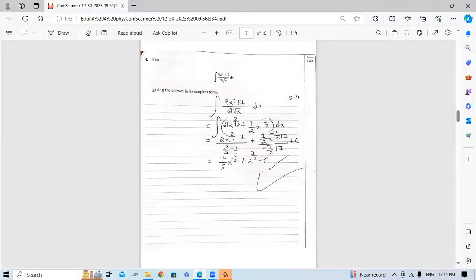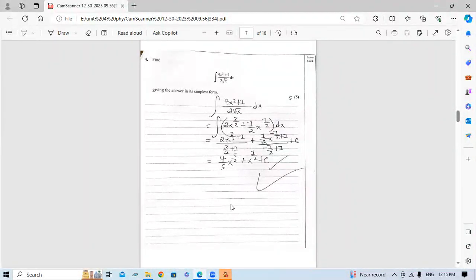So the integration would be of 4x squared plus 1 divided by 2 root x. Root x can be written as x to the power 1 by 2. So 2 minus 1 by 2 comes 3 by 2, and 4 by 2 comes 2. So 2x to the power 3 by 2 plus 1 by 2 x to the power of minus 1 by 2. If we take that on the numerator side, it will be x to the power minus 1 by 2, into dx.